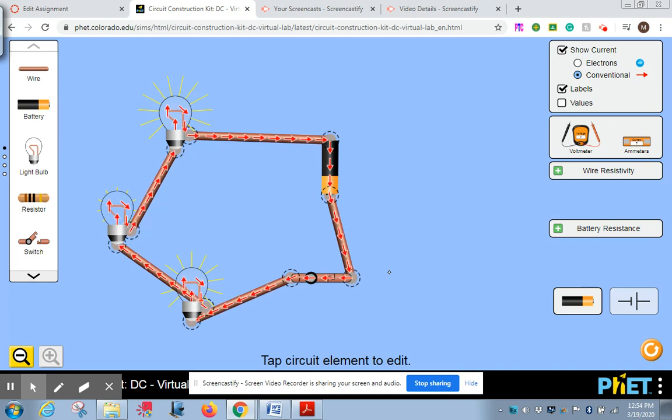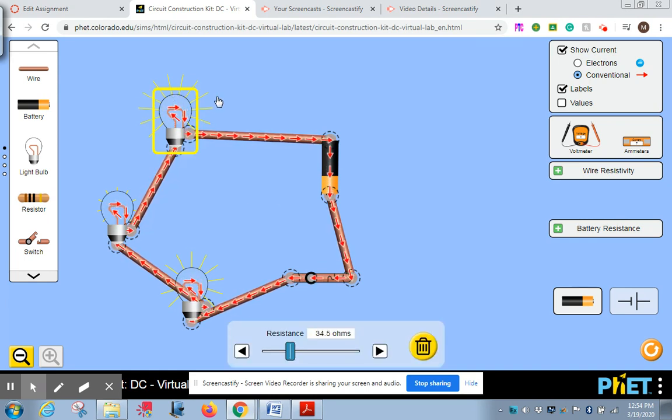sure, 34.5 ohms. Okay, so 34.5 ohms, it's indicating that it has the most light coming off of it. Those yellow lines there are showing the light. This is the one with the smallest resistance, 5 ohms, and it's the dimmest bulb. And then we have a 25 ohm resistor. It's in between. It's the middle brightness.